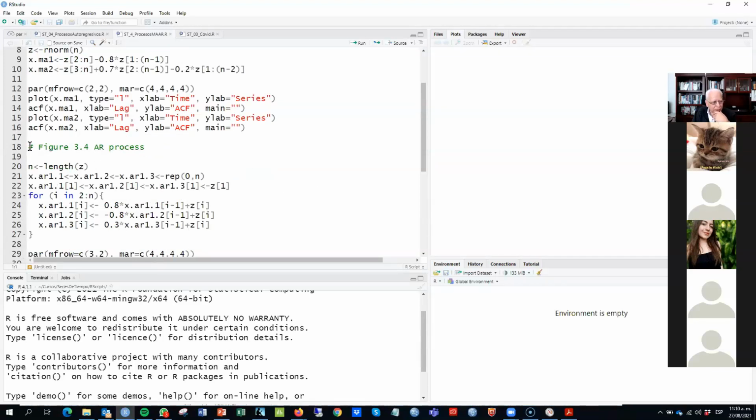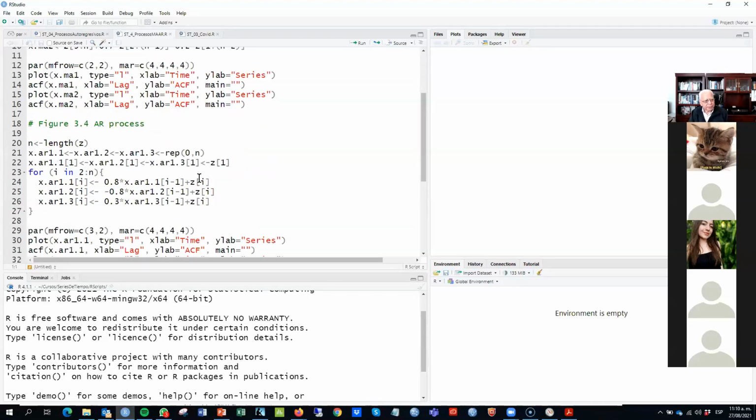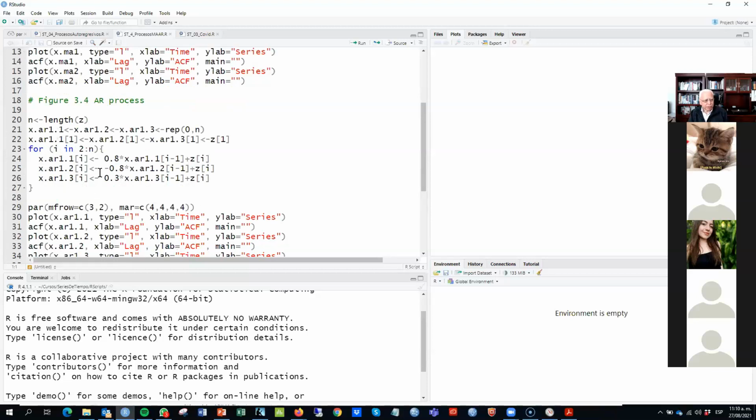And we'll focus now only on these AR processes. We don't have to download any file or anything because we're simulating data. We're just going to simulate AR processes. And these are the processes that we saw in the presentation, I believe. It's 0.8. This is an AR1 process. AR1, AR2, AR3.